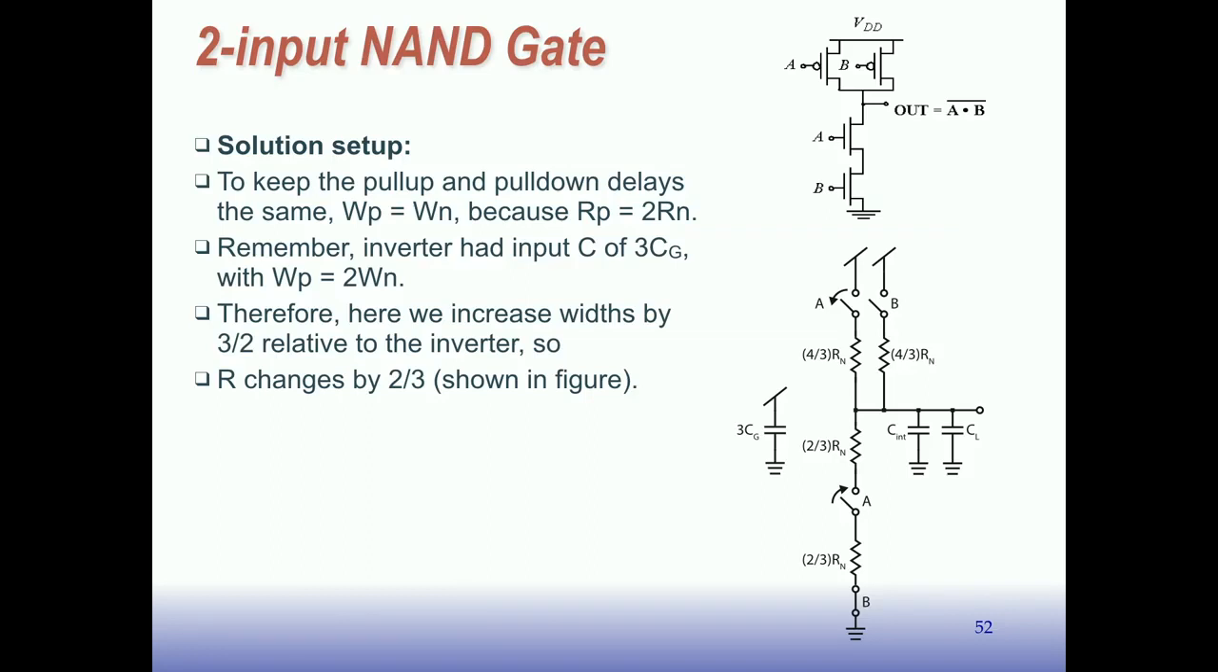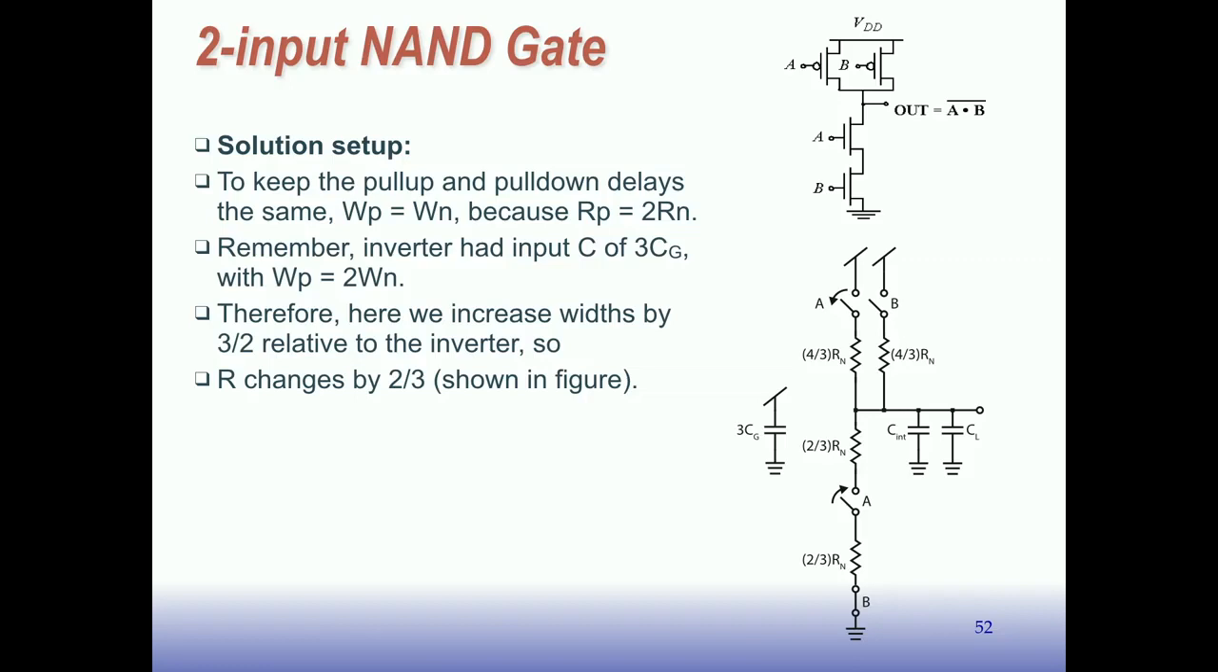Now, is this the right one? Yeah, this is the right one. We said we increased the widths of the n-type transistors, all the transistors, by 3/2. That means their resistance is 2/3 R. Right.